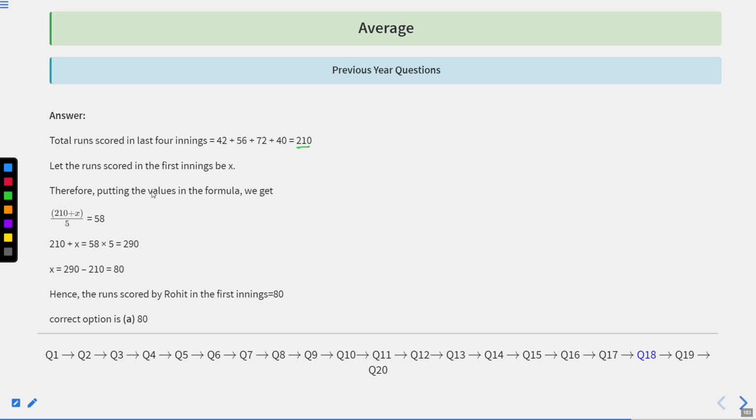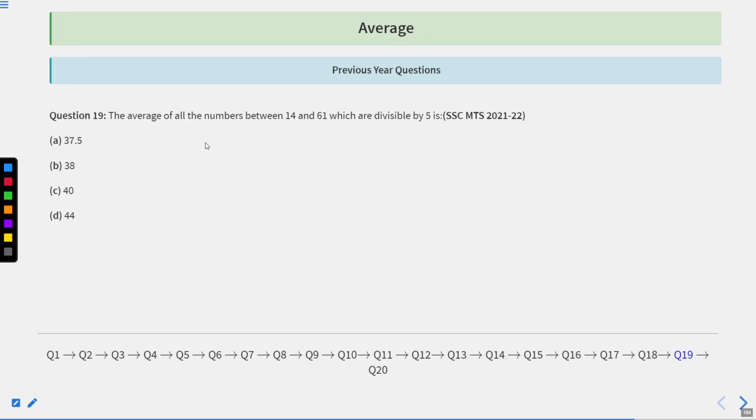Therefore, putting the values in the formula, we get (210 plus x) upon 5 equal to 58. So I will have 210 plus x equal to 58 times 5 equal to 290, and on simplification I will have x equal to 80. Hence the runs scored by Rohit in the first inning is equal to 80. So the correct option here is option number A.